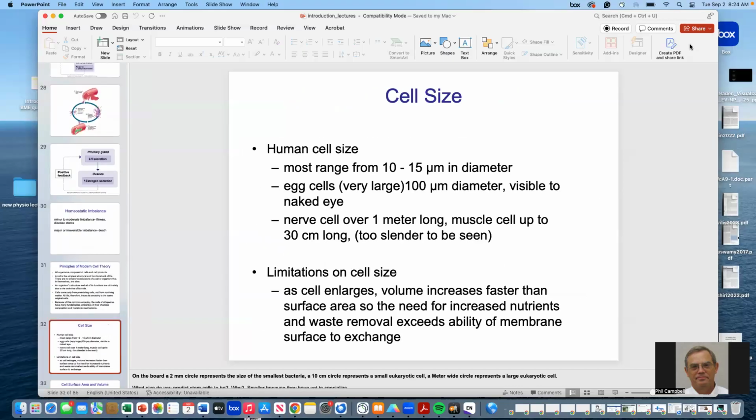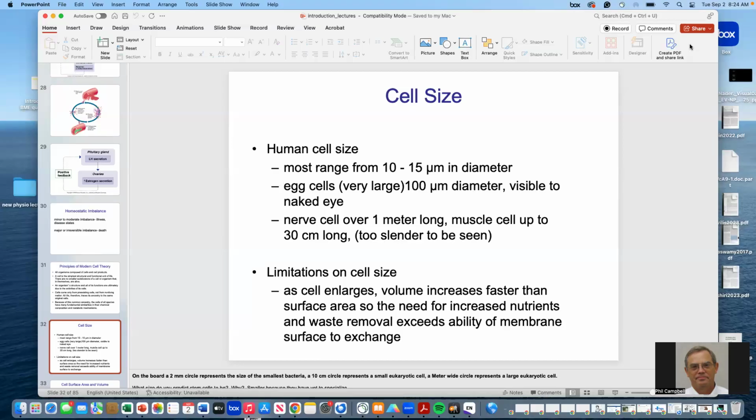Okay, why all these cells? Why not just have a big cell, be a big amoeba? No, it isn't going to work for us. There are size constraints, and it all has to do with transport. All right. So there is a limit to cell size.